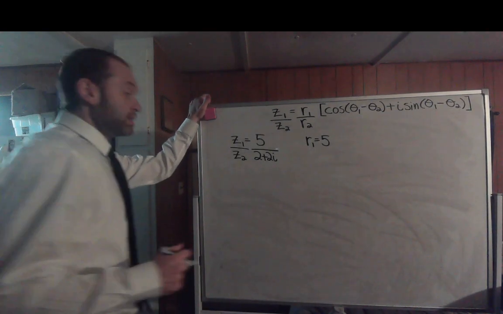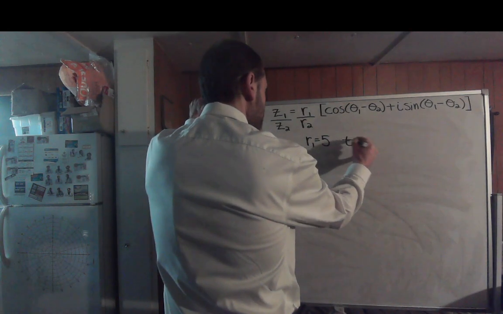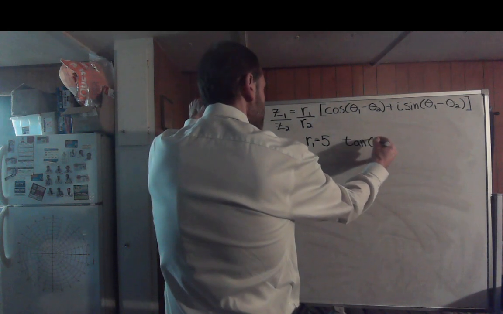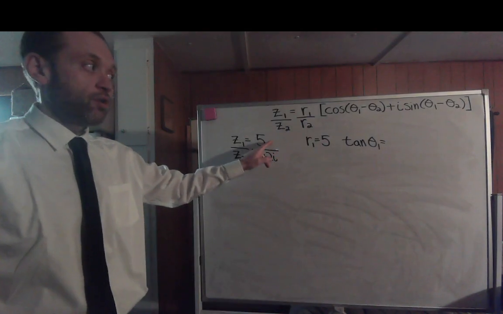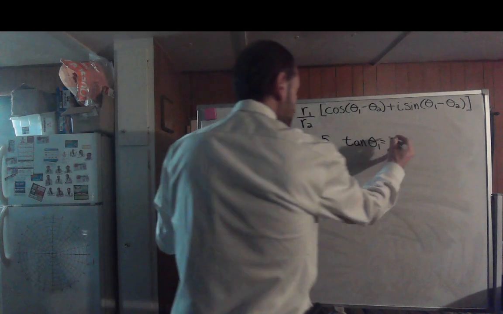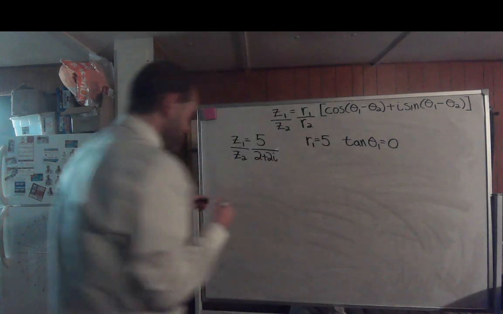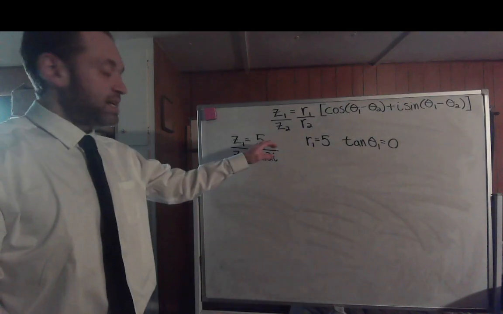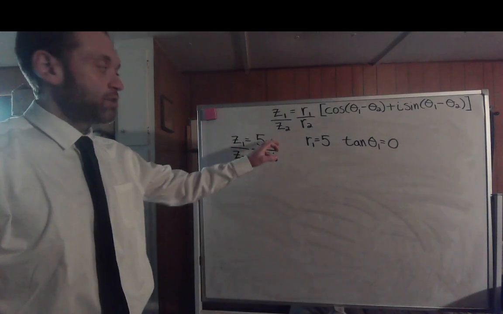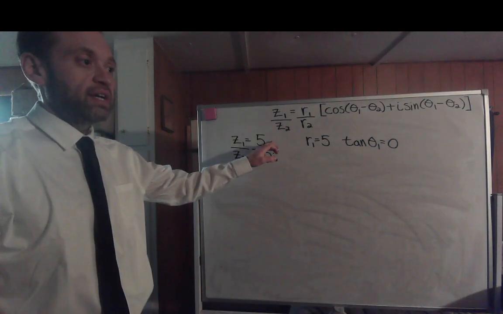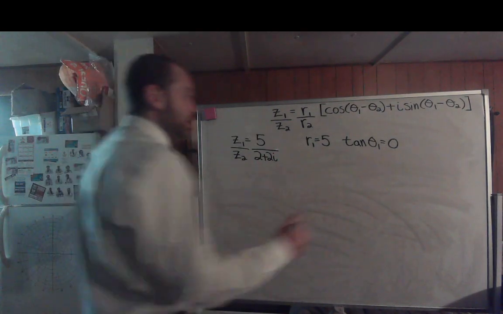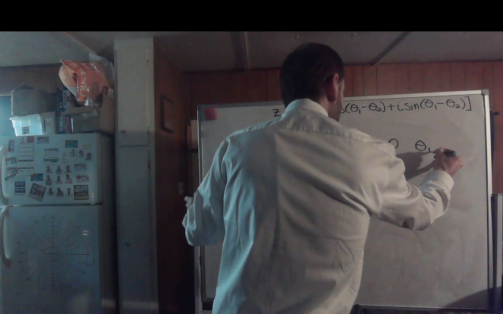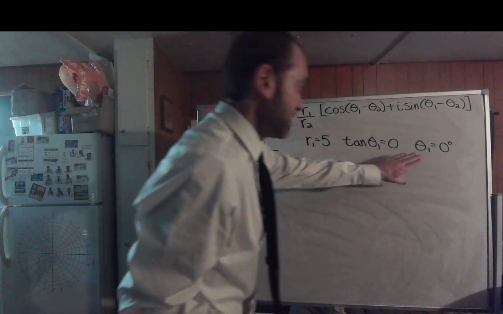Now, let's find theta sub 1. So the tangent of theta sub 1, well, the real form of 5 is 5 plus 0i, so this would simply be the tangent of theta sub 1 equals 0. Well, if you have a positive number plus a 0, that's usually denoting that it's on the positive x-axis, which would favor the first quadrant. So theta sub 1 is actually going to be 0 degrees.